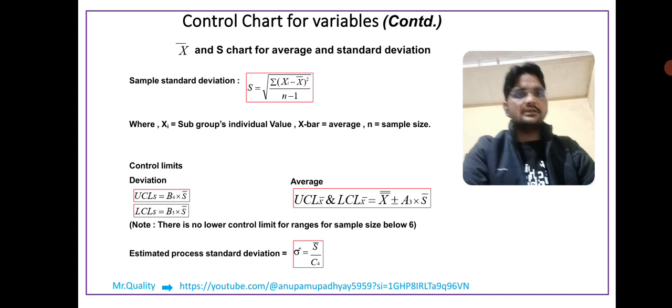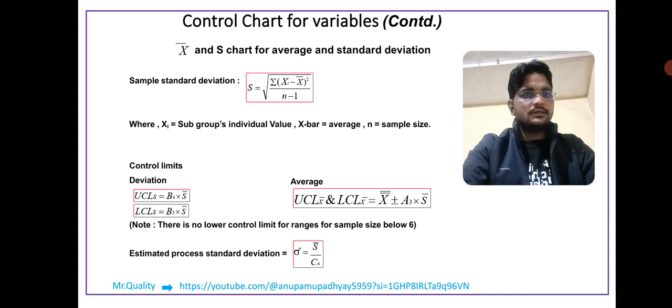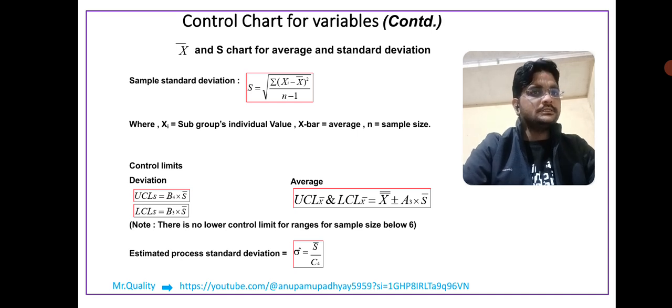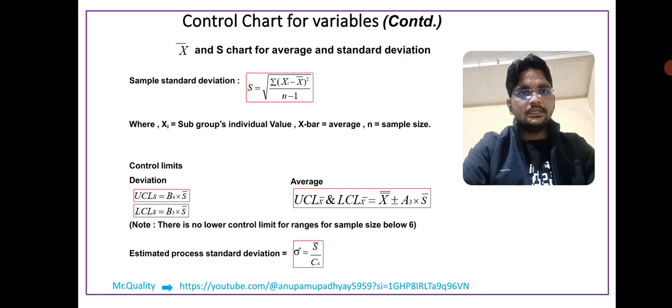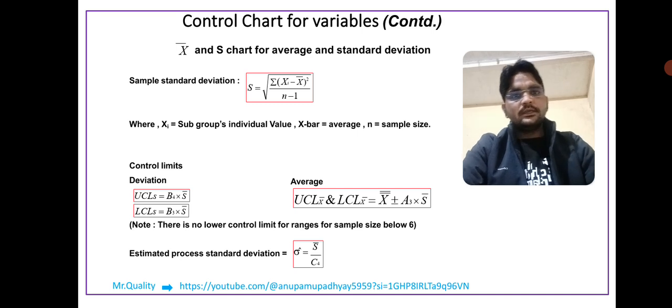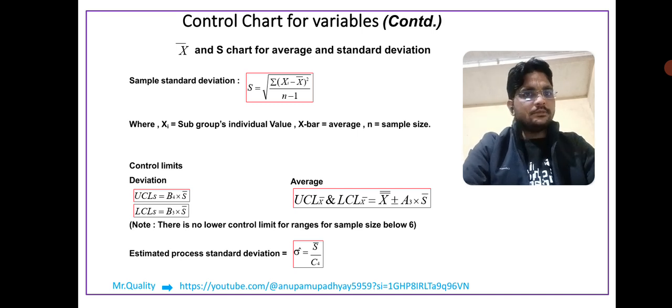These are the control charts for variables. The X bar control chart for variables is the average chart, and the S chart means standard deviation chart. Average and standard deviation chart. What is the simple standard deviation? S is the square root of the summation of (xi minus x bar) whole square divided by n minus 1. S means standard deviation, where xi is the subgroup individual value, x bar is the average, and n is the sample size.